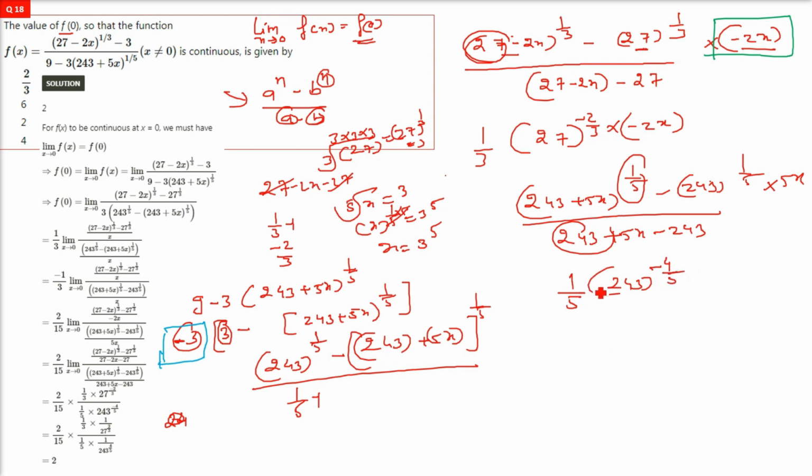This is the denominator. And you have a 5x also, which we have introduced. So let me tell you what all we have done. There are certain things which are there. So the numerator is 1 by 3, 27 to the power minus 2 by 3 into minus 2x. Denominator is 1 by 5, 243 to the power minus 4 by 5 into 5x. So I'm just writing them, and I'll clean all this and try to make them clearer to you. I hope you got the idea what we got in the numerator, what we got in the denominator. I'm just writing it for the sake of understanding that this is numerator, this is denominator, right?